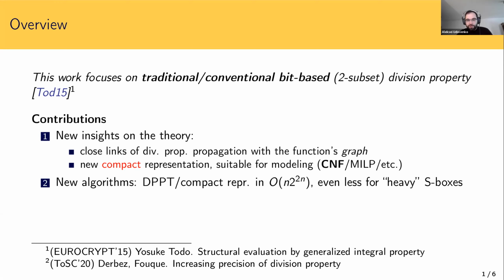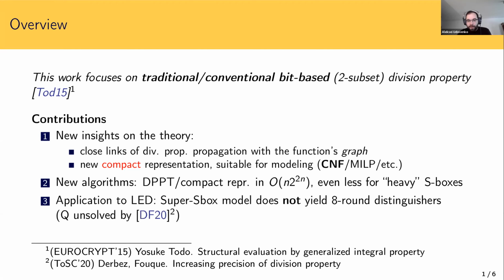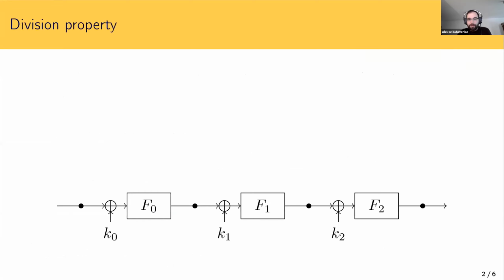In addition, we describe new algorithms for computing propagation tables and compact representations in quadratic time, improving previous cubic time approaches. As a proof of concept, we studied the super S-box model of LED, which was impractical by previous methods and was challenged in recent work of Gerbes and Fouque. In this short presentation, I will focus mainly on the compact representation. Now I will briefly introduce division property.